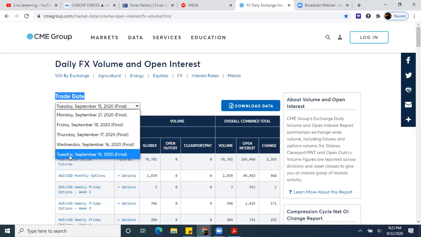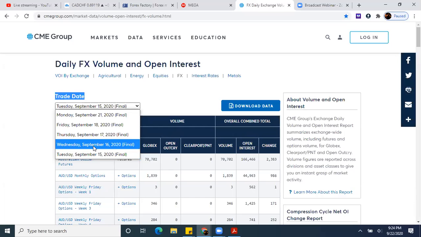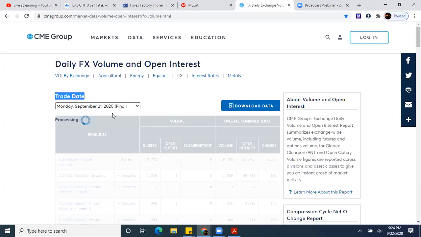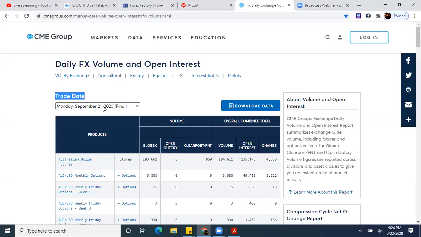So this is Tuesday, the 15th. This data will only be available midway into the Asian session of Wednesday, September 16th. So we'll get Tuesday's data on Wednesday, midway into the Asian session. Wednesday's data will be made available to us on Thursday. For instance, the latest data we have here is Monday, right?